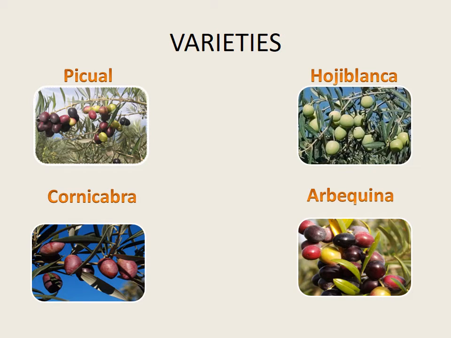The most important varieties are Picual, which is a sour oil type with a strong woody flavor, and is the most widespread in Spain. Other important varieties are Cornicabra, Hojiblanca and Arbequina, which is maybe the most appreciated for its flavor.